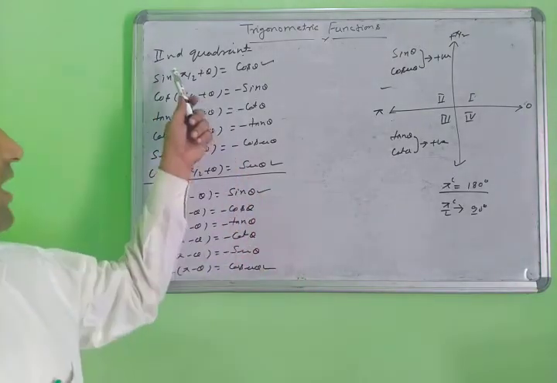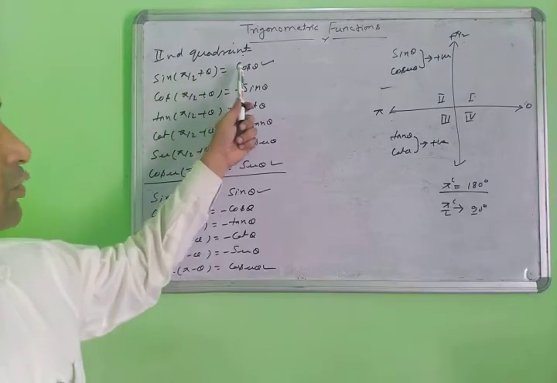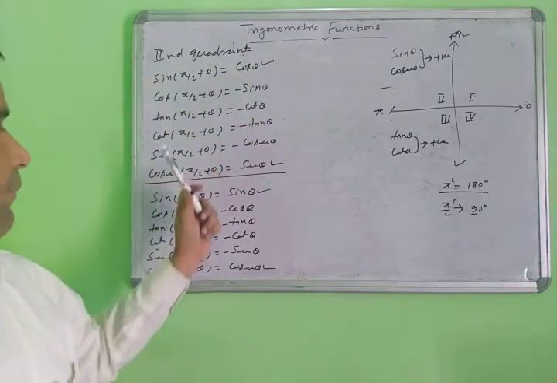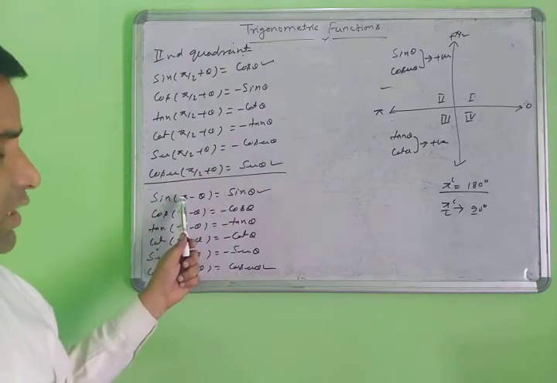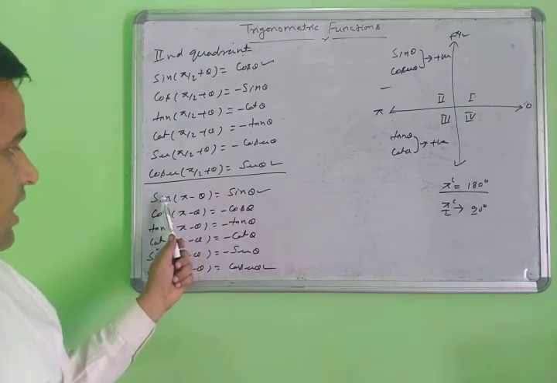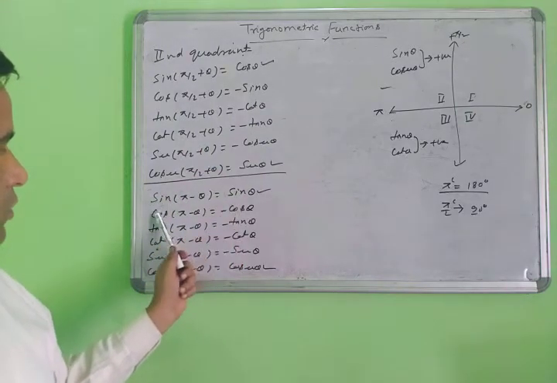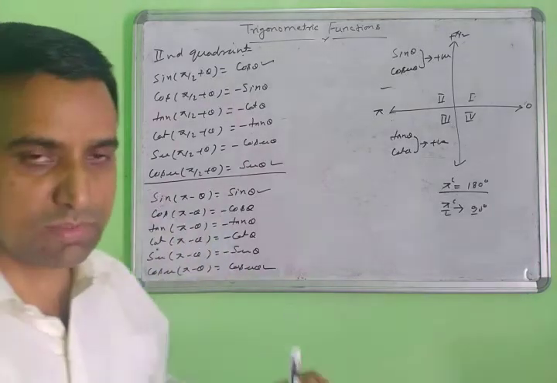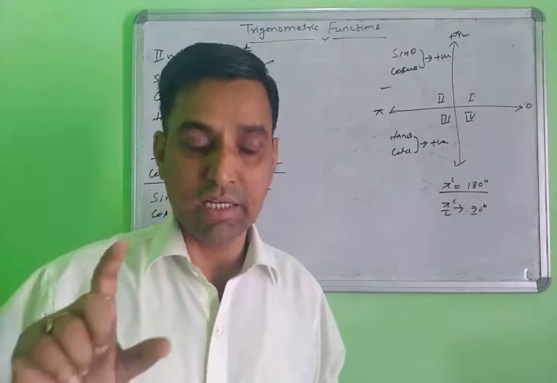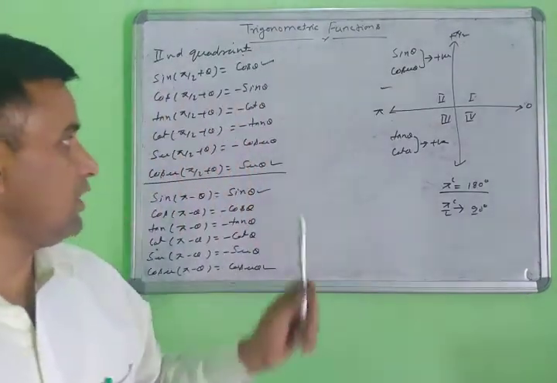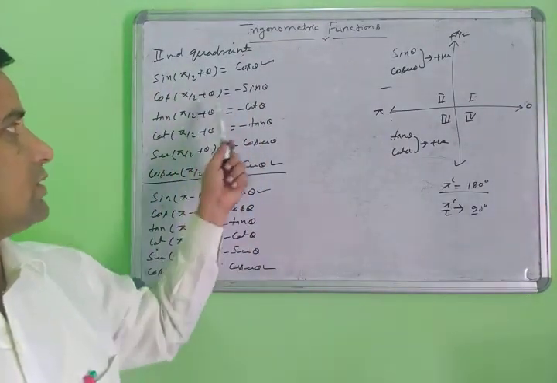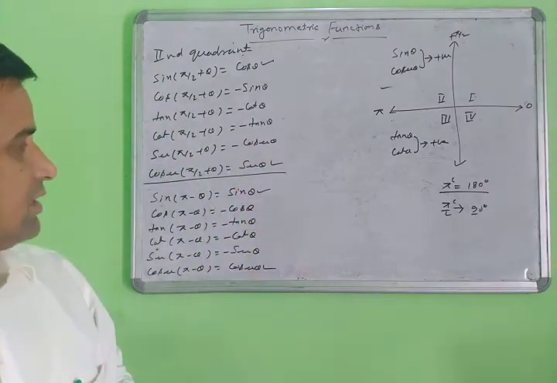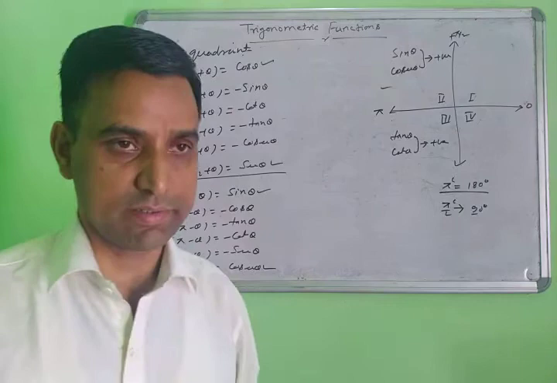When you are using 90, then the trigonometric ratio will be changed. Sin converts into cos, cos converts into sin. But when you are using pi, then sin stays sin, cos stays cos, tan stays tan, and cot also. Every trigonometric ratio will be the same when you are using pi. When you are using 90, meaning pi by 2, then the trigonometric ratio will be changed. You note it down. Then next, third quadrant.